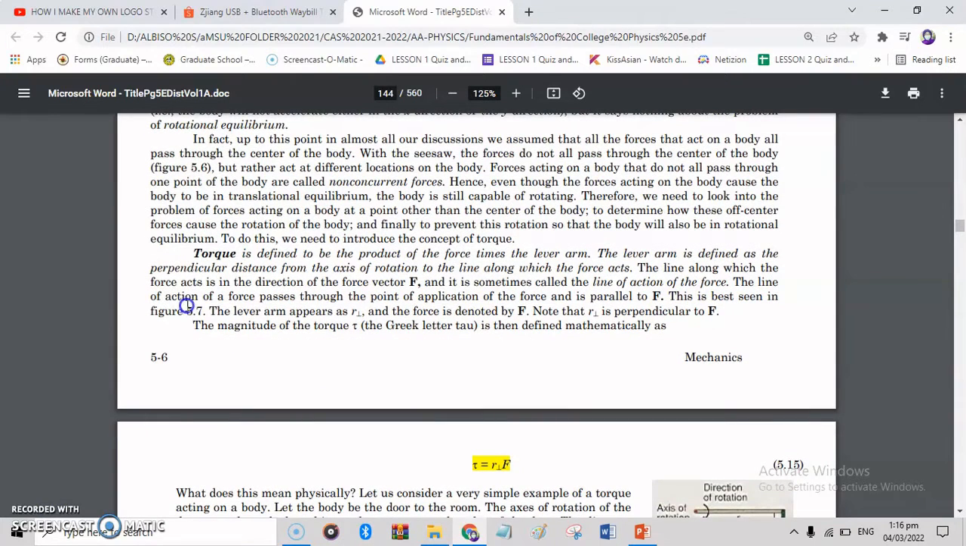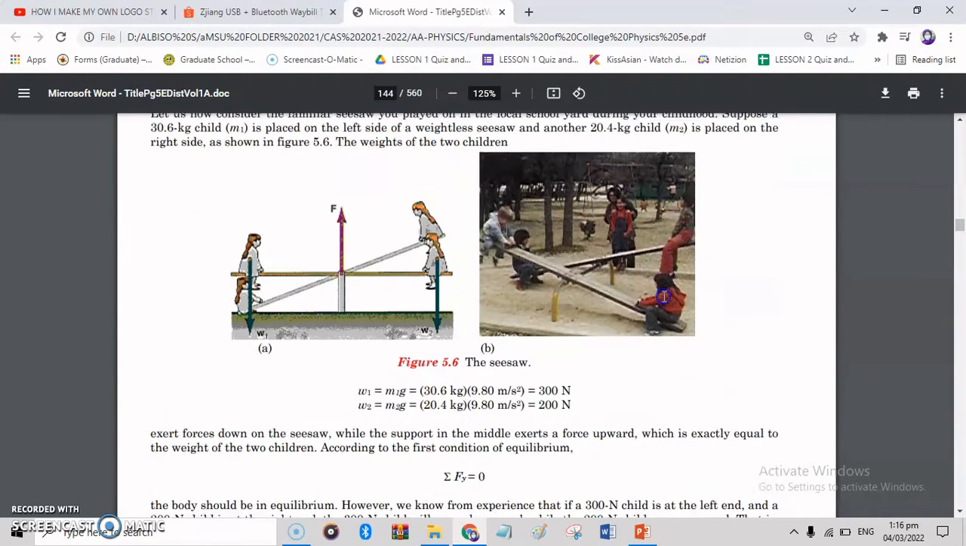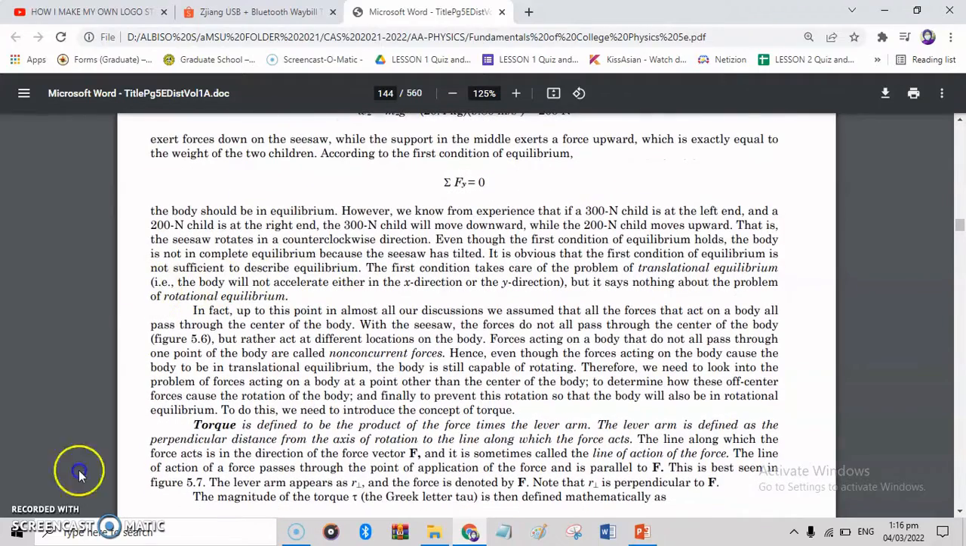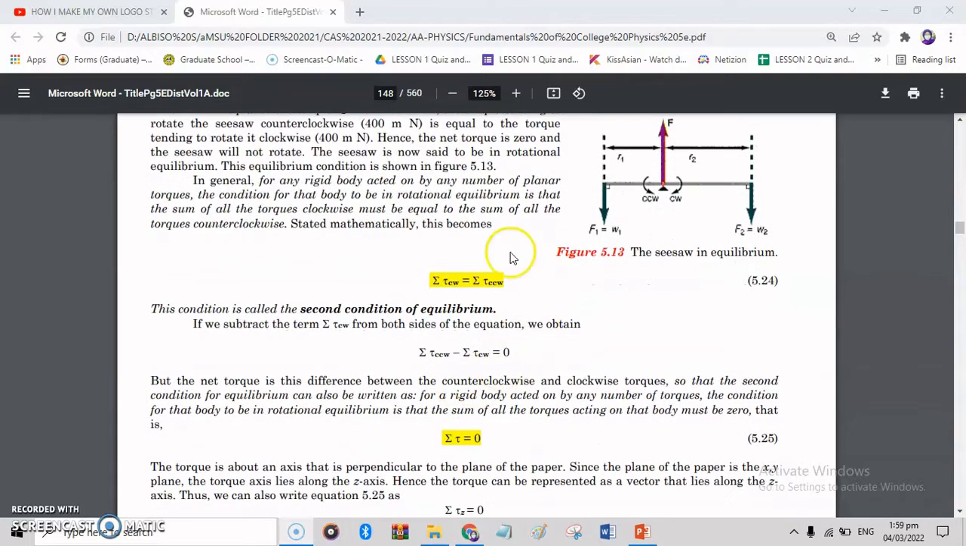Next, the line of action of a force passes through the point of application of the force and is parallel to F. Parallel daw kay F. Ito siya. So from this equation, if we subtract them, it will be like this.